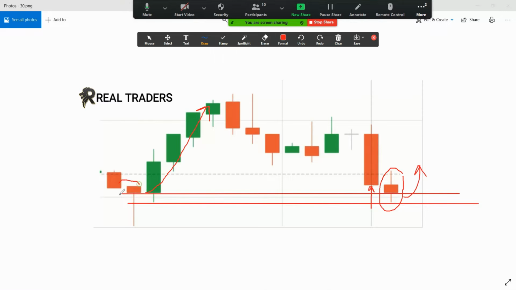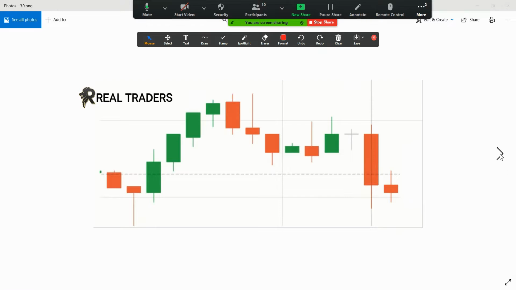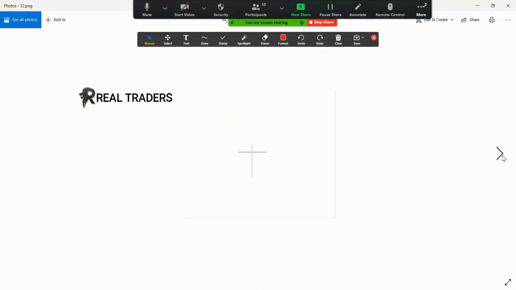And here also you can see a hammer at the level. It also reversed the market here. So let's see the next candle here. Okay, you can see there is a bullish candle. So what about this one?